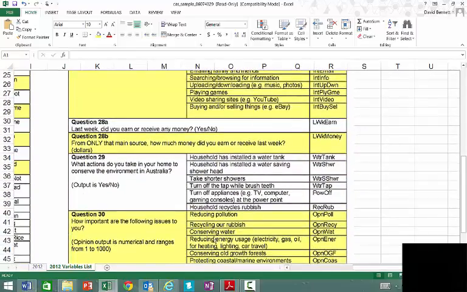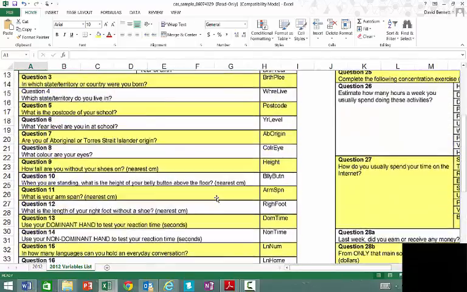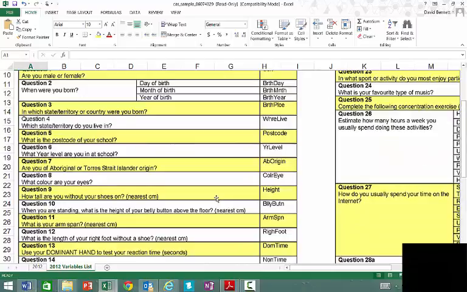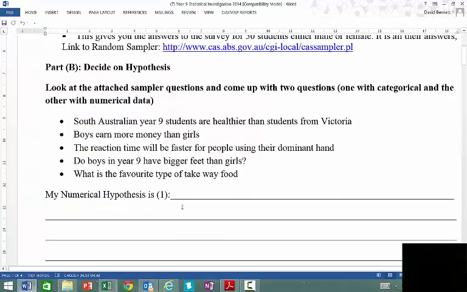I could also be doing things like how tall are people? There are some environmental questions for those people that might be interested in that. There might be things about what they eat for breakfast. There's lots of information here that you can collect. So it's really about you coming up with a question that is actually quite interesting for you to investigate.